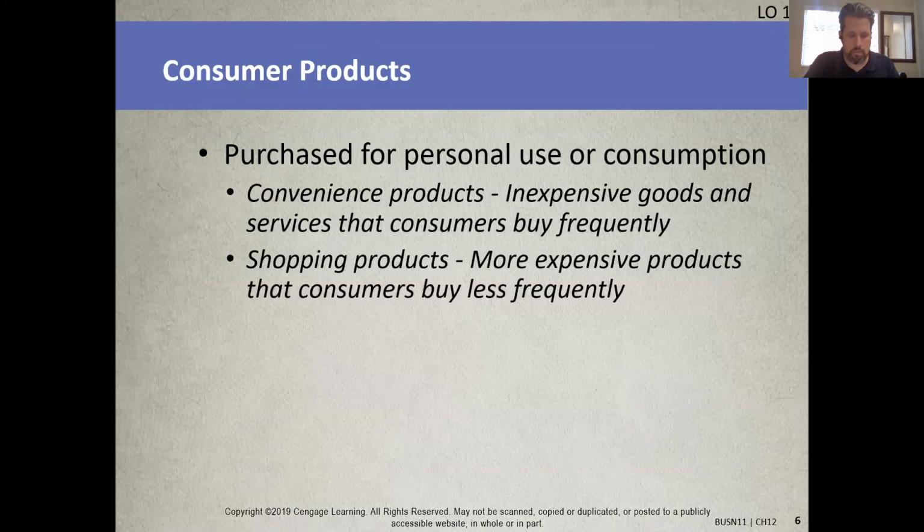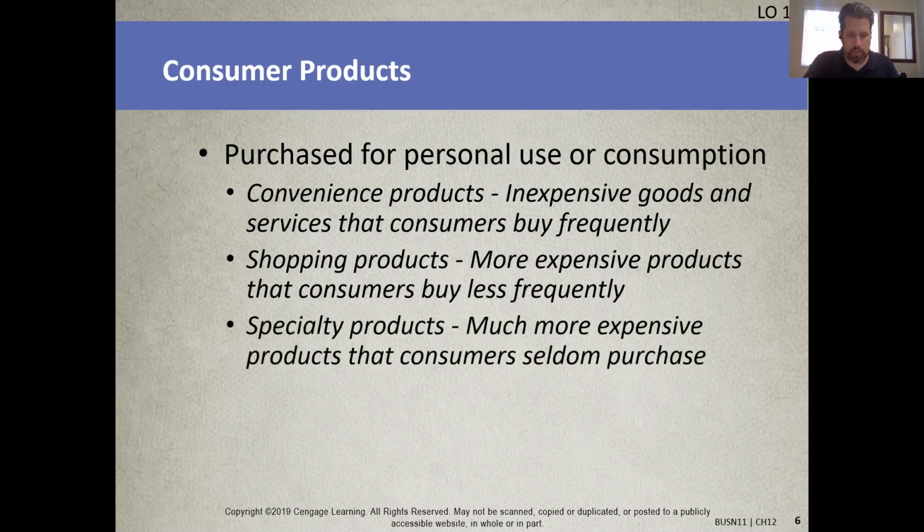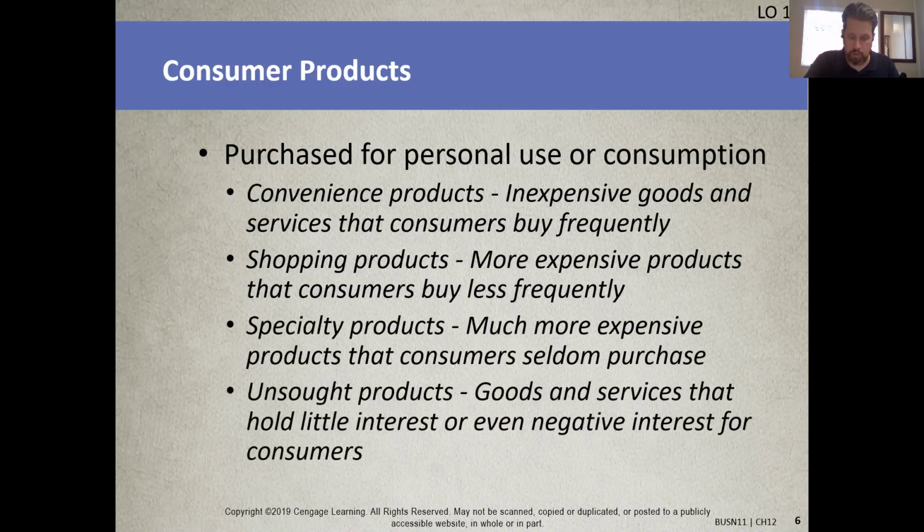Shopping products are the more expensive products that consumers buy less frequently. Specialty products are the more expensive products that consumers seldom purchase. Unsought products are the goods and services that hold little interest or even negative interest for consumers. Specialty products, think the little blue bag, right, and the little blue box, Tiffany, right? Jewelry, it's definitely a specialty product.